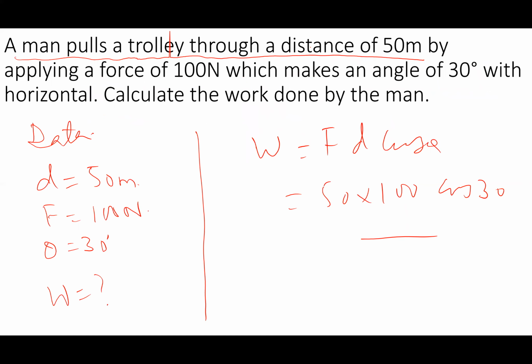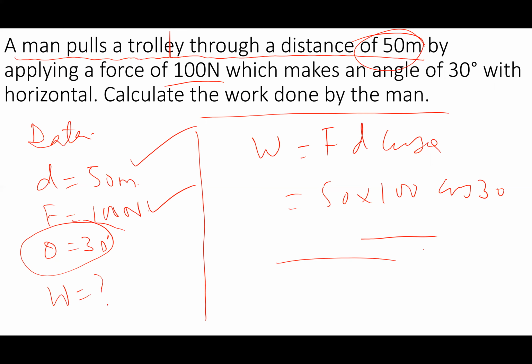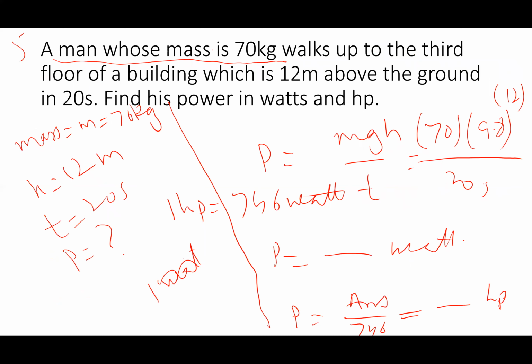A man pulls a trolley over a distance of 50 meter by applying a force of 100 Newton. The force makes an angle of 30 degree. This is the angle, which is given, and you calculate the work done. So it is a simple equation, right?